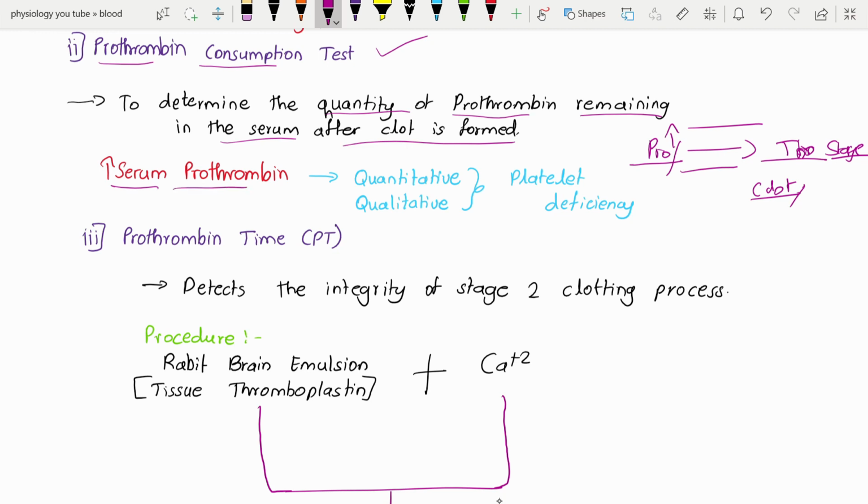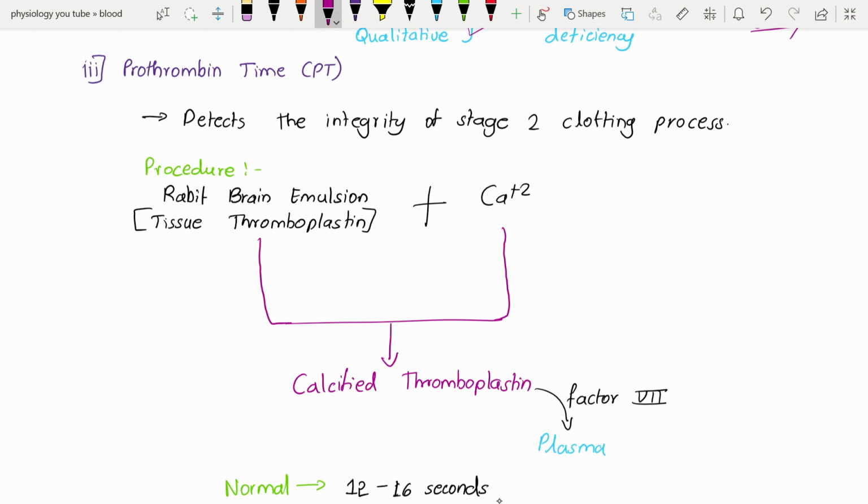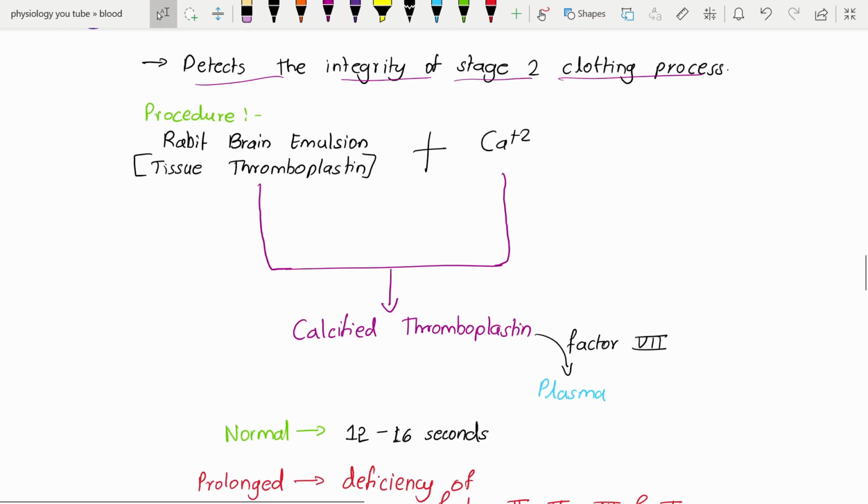Increased serum prothrombin says that there is platelet deficiency that may be quantitative or qualitative. Next comes the prothrombin time. It detects the integrity of the stage 2 clotting factor, clotting process.